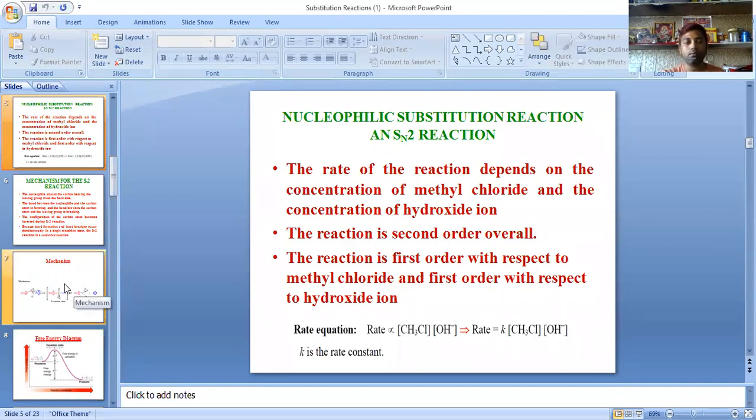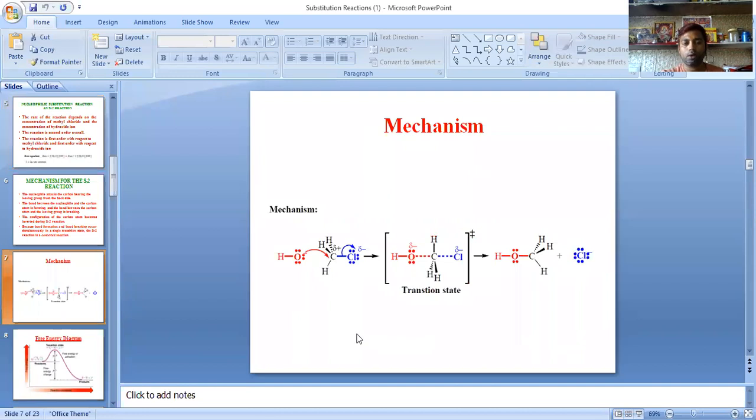This is the reaction. See, this is methyl chloride, and this is our nucleophile, the hydroxide ion, having an unshared pair of electrons. This nucleophile attacks the substrate from the backside.